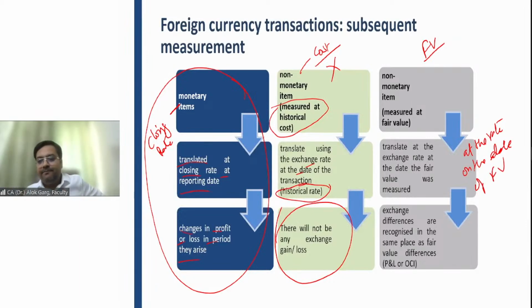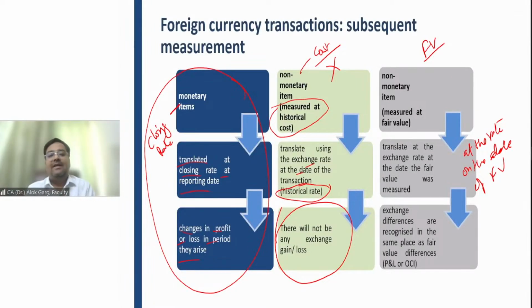For example, let's say for property, plant and equipment, you have done the revaluation and there is a revaluation surplus, right? In this case, as per Ind AS 16, the revaluation surplus will go to other comprehensive income. So this exchange difference will also go to other comprehensive income.